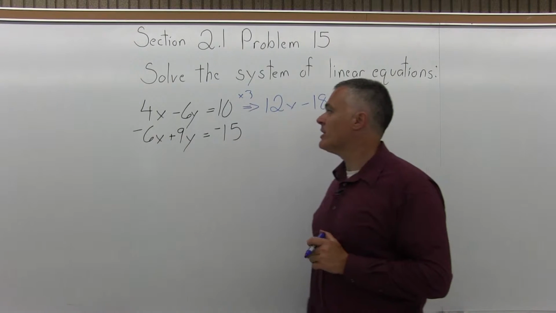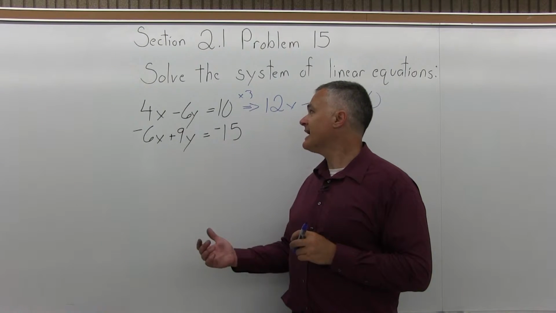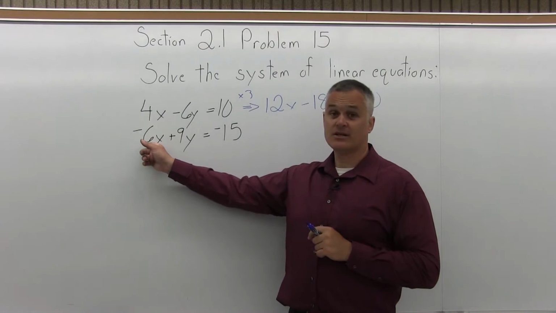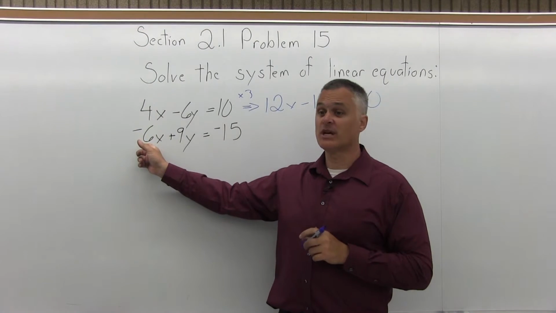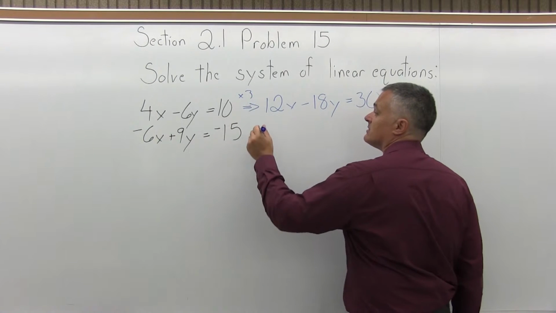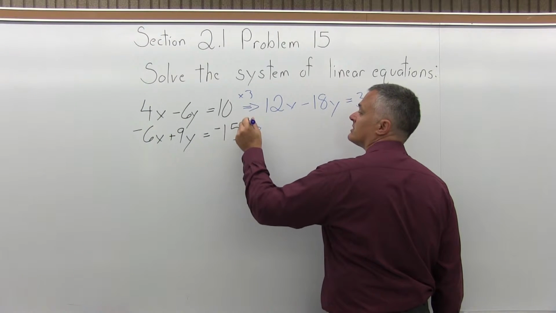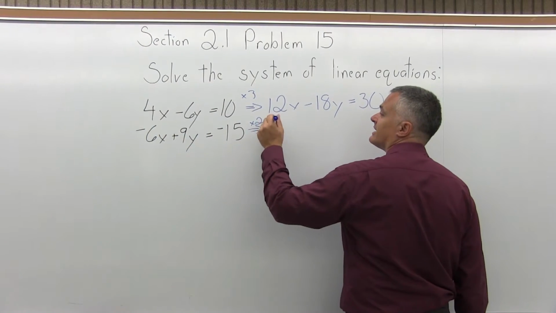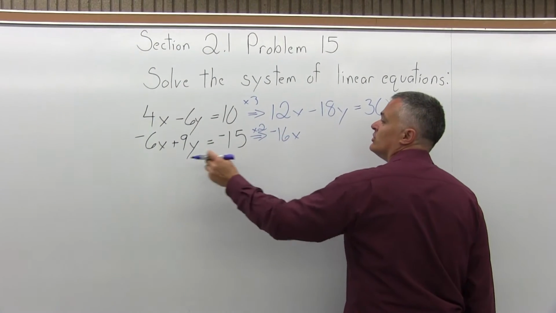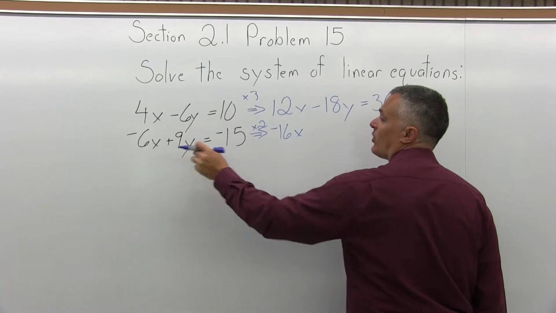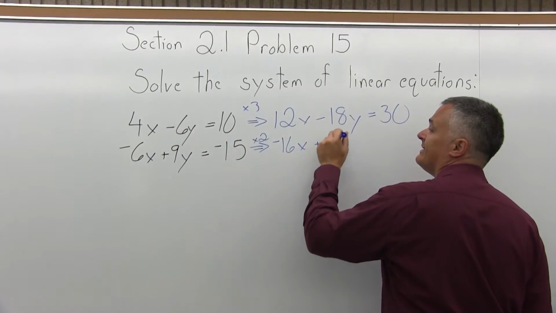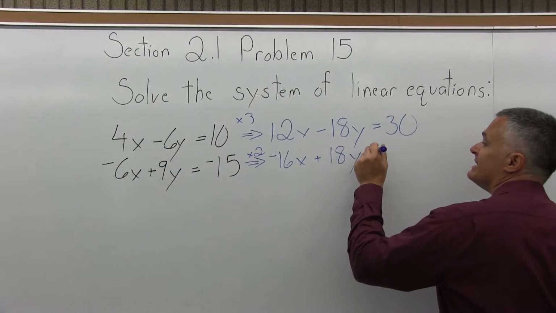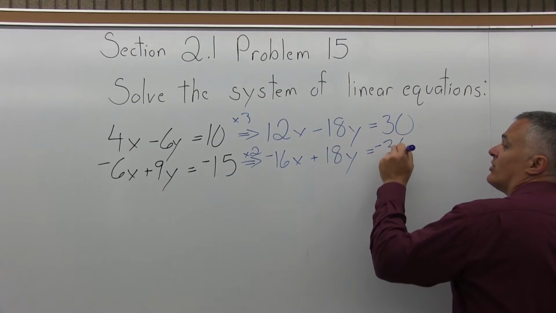Now the bottom equation, if I want to match up with a negative 12x, right now I have a negative 6x. So to make it a negative 12x, I'll do times 2. So the bottom equation, everything's going to go times 2. 2 times negative 6x is negative 12x. 2 times 9y is going to be 18y. And then 2 times negative 15 is negative 30.